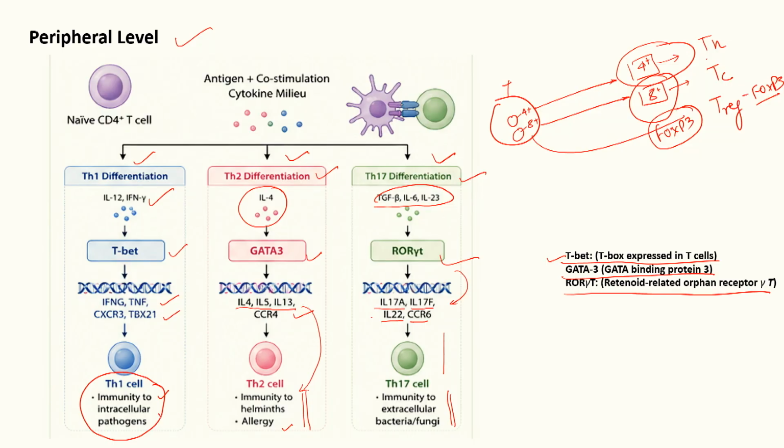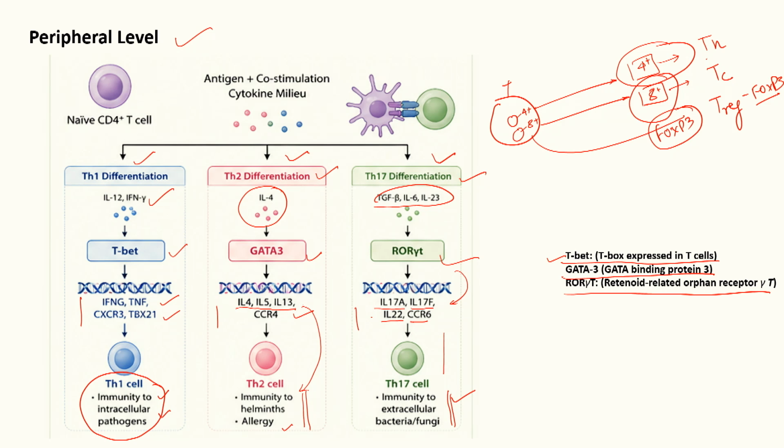Th1 is mostly involved in intracellular pathogen clearance, while Th2 is mostly involved in helminthic infection and allergic reaction, while Th17 is mostly directed towards extracellular bacteria and fungi, and they secrete a few important cytokines which are listed here. So IL-17 and IL-22 are for Th17, IL-4 and IL-5 particularly for Th2, and interferon gamma is very specific for the Th1 cell. So these are some of the things which differentiate the T cell in the periphery, particularly the T helper cell.